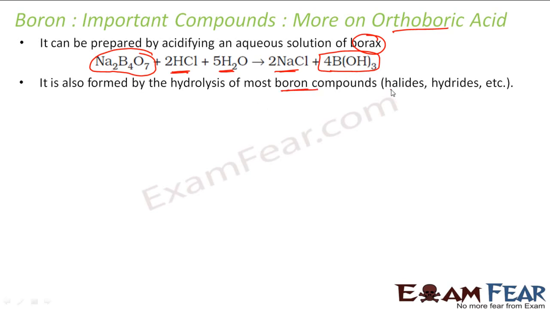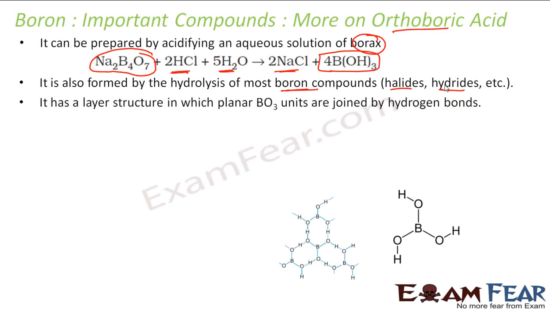You can also form this from boron compounds, like halides and hydrides. From that also you can form the boric acid. And as I told, it has a layer structure with the hydrogen bond. If you see, this is my single H3BO3 molecule, but it doesn't exist in this fashion. It is the cage-like structure with the hydrogen bond between oxygen and hydrogen, right?